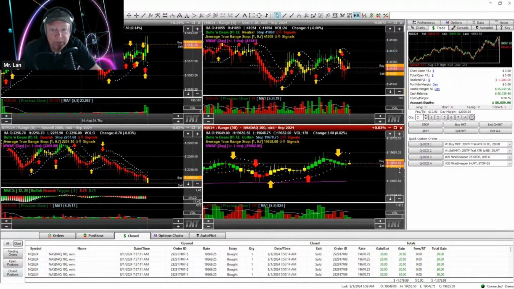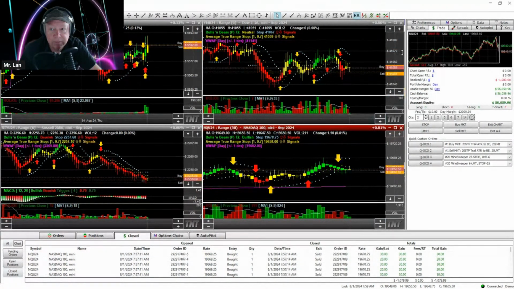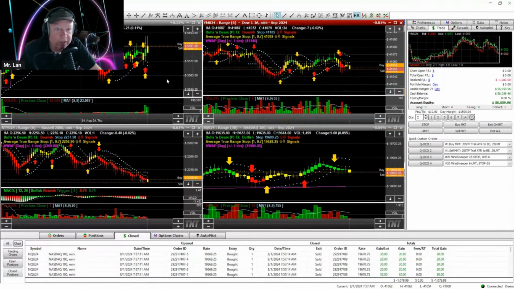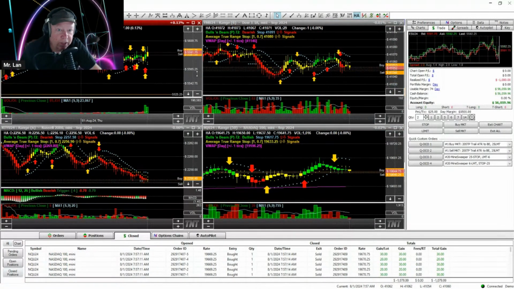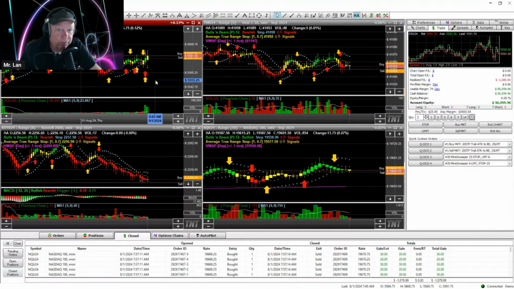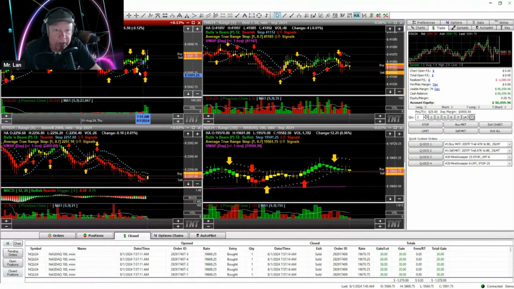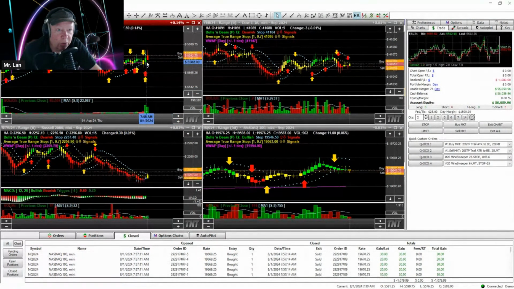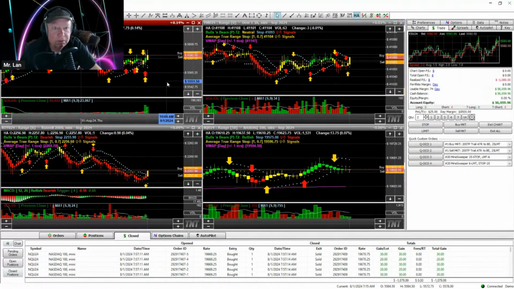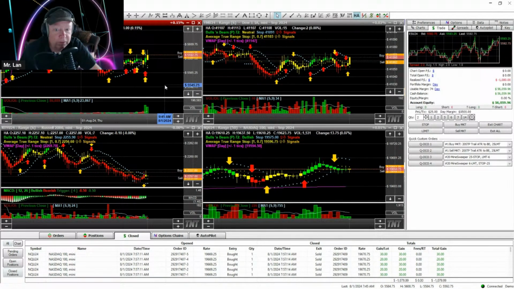So that's the NASDAQ. There's the Dow. Let's see what this market's going to do with this news report. The S&P is right here, still toying with the VWAP.